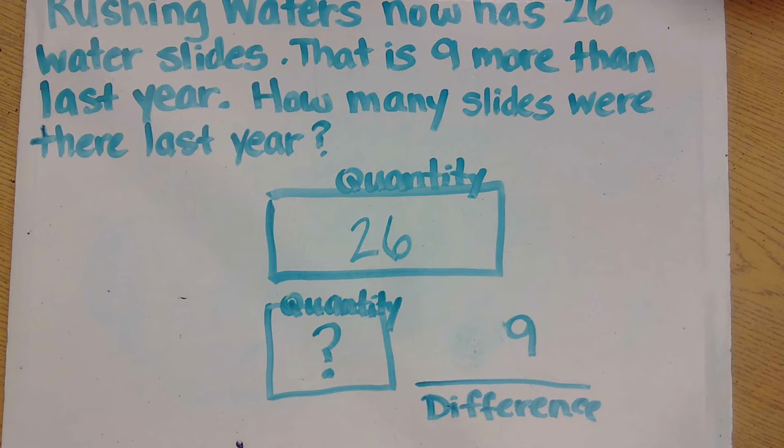So if you chose to use the comparison diagram, this is what your comparison diagram would look like. I'm going to either think 26 minus 9 equals my other quantity, or I could think 9 plus what number equals 26. Those are 2 ways to think about that diagram. So if you chose to use this one, you should have the numbers 26 in the bigger quantity box and 9 as the difference. You have to figure out what the starting quantity was.